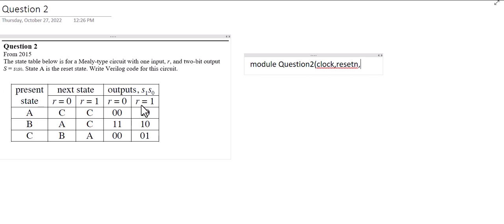Okay, so we have the clock, and we have reset in, and we have R as our input, and S, I made it a capital S, is my output. Okay, so now we'll say which ones are our inputs. Our inputs are clock, reset in, and R, semicolon.